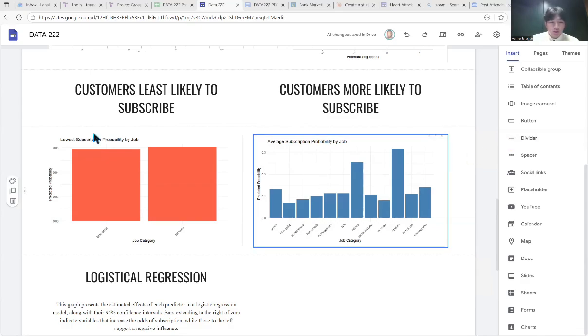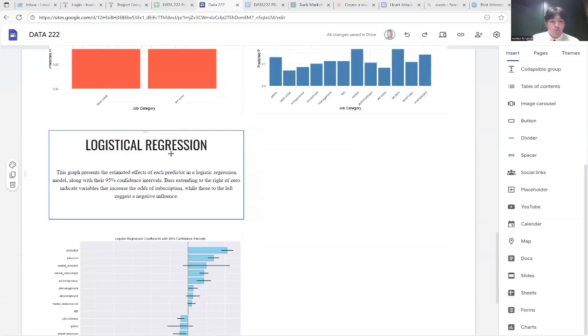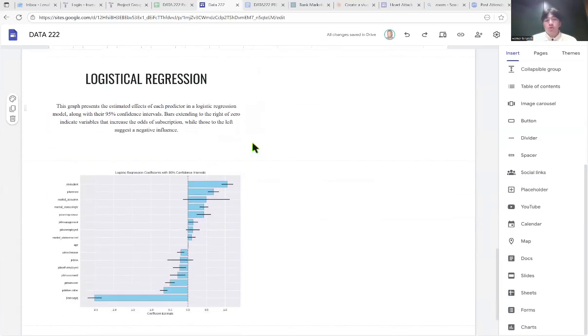Lastly, we see this logistical regression, which presents like the estimated effects of each predictor in the logistical regression model along with their confidence intervals. It reinforces the findings that we have of how retired people and students are the most likely to subscribe to this model. But in addition to that, we also see that single people and entrepreneurs are more likely to subscribe as well.